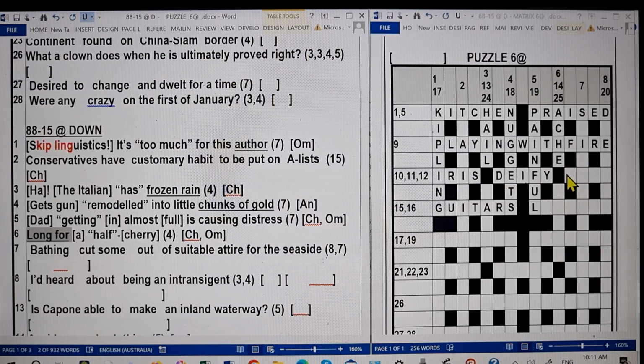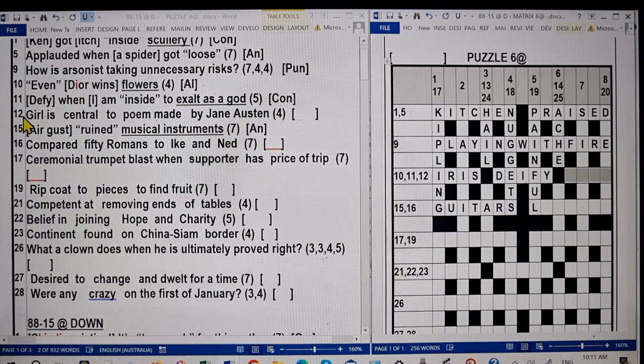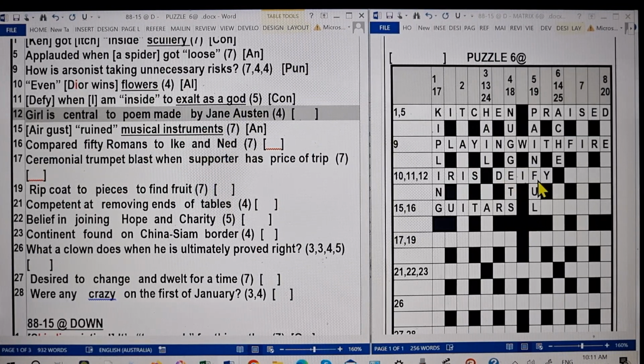What about, well, this is only a short one. We don't have any letters, but let's try that one. 12 across. We have girl in central. Girl is central to poem made by Jane Austen. 4. 12 across. Over to you, pause, solve, and resume.